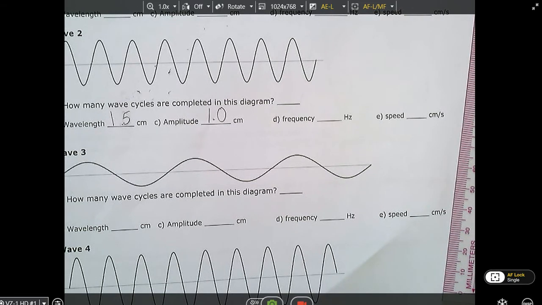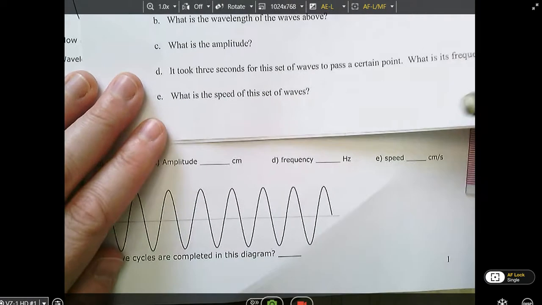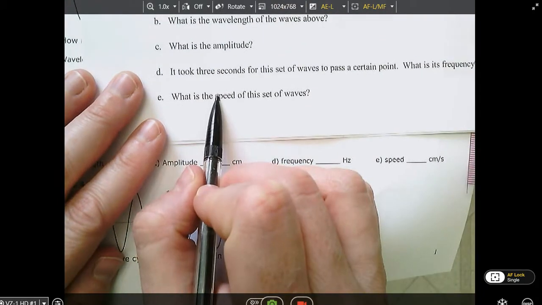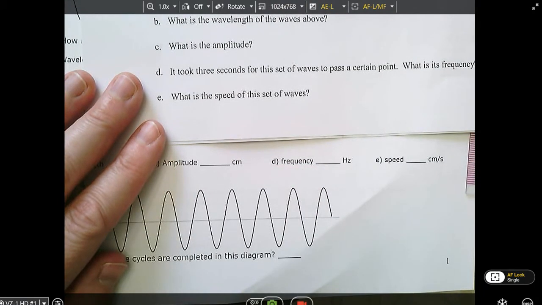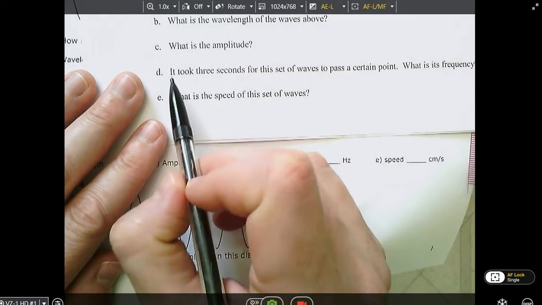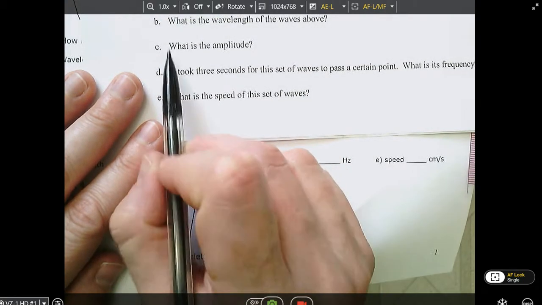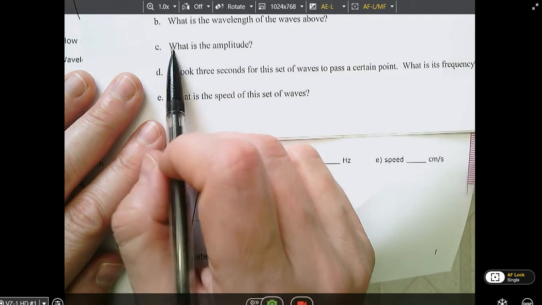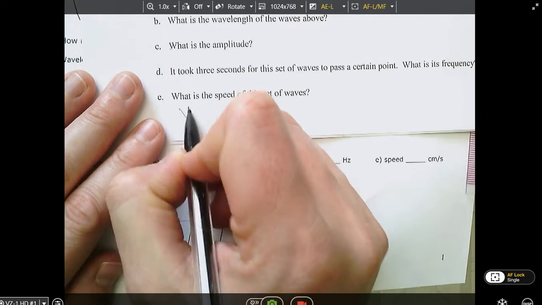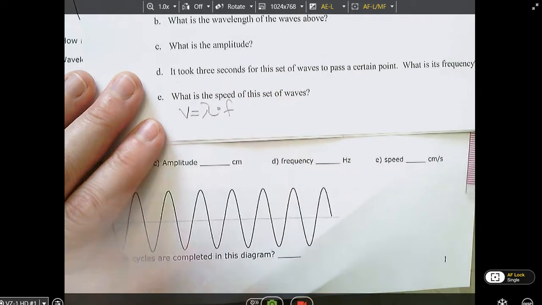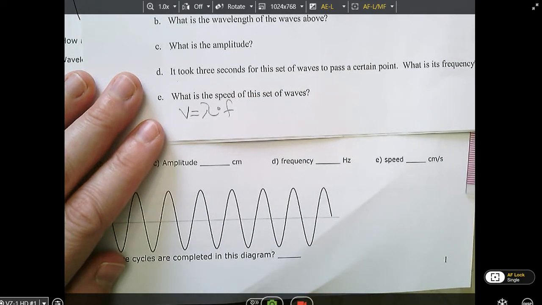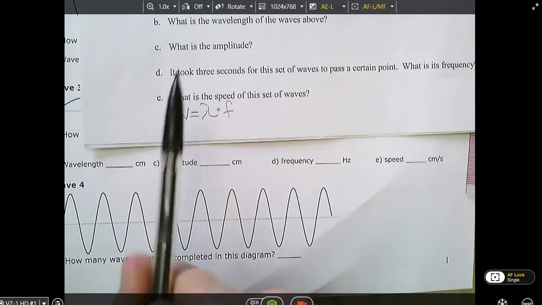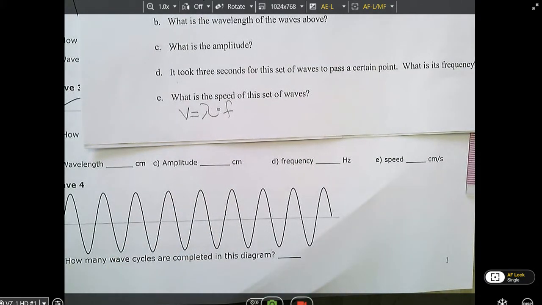Another thing we did when we got to this set of questions here at the bottom, I'm going to just show you this question. It says, what is the speed of this set of waves? And what a lot of people did was they took their frequency from part D and multiplied it by their amplitude. That is not the equation for speed. Speed equals wavelength times frequency. That's what that lambda means. You need to know what the lambda is. Don't just say, oh, I got a number here, I got a number there, I must need to multiply them. No, you need to know what you're multiplying, which equation you're using.